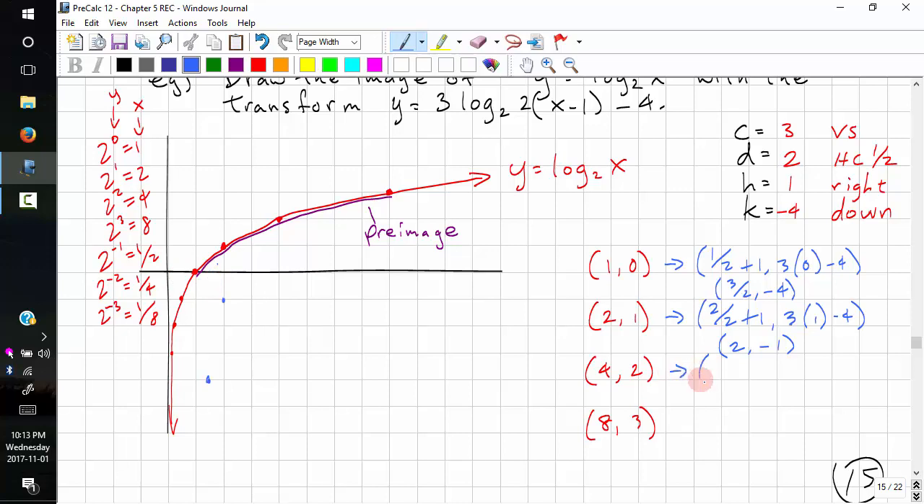Next point, 4 over 2 plus 1, 3 times 2 minus 4. This simplifies to 3, and 6 minus 4 is 2. So (3, 2). And next point, 8 over 2 plus 1, 3 times 3 minus 4. This gives us 5. And 9 minus 4 is 5. So (5, 5).